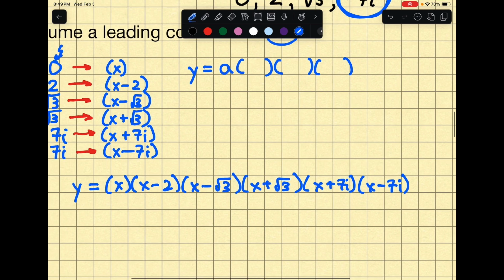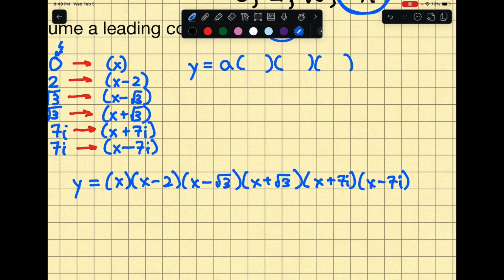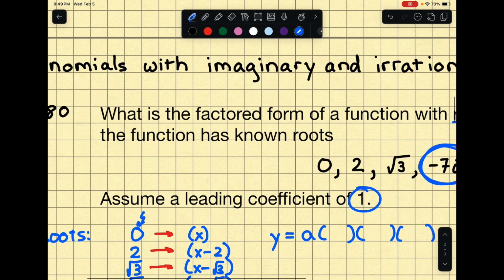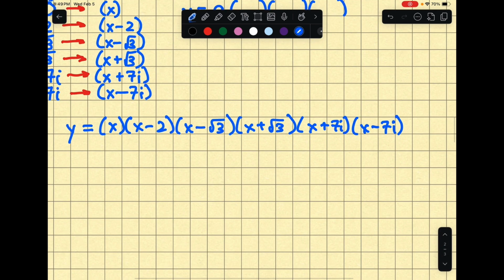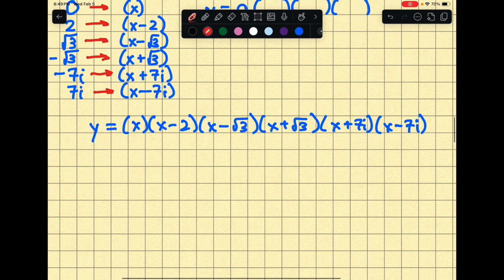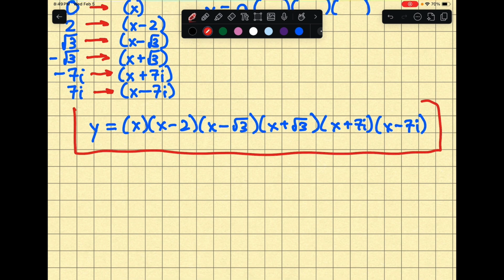Whew, that was a good one. So 6 factors, a big polynomial. Fortunately, the instructions just said what is the factored form, so we can stop there. We don't have to try to multiply all this out because we'd be here a week trying to do this. And that's our answer. So that's the last question type.